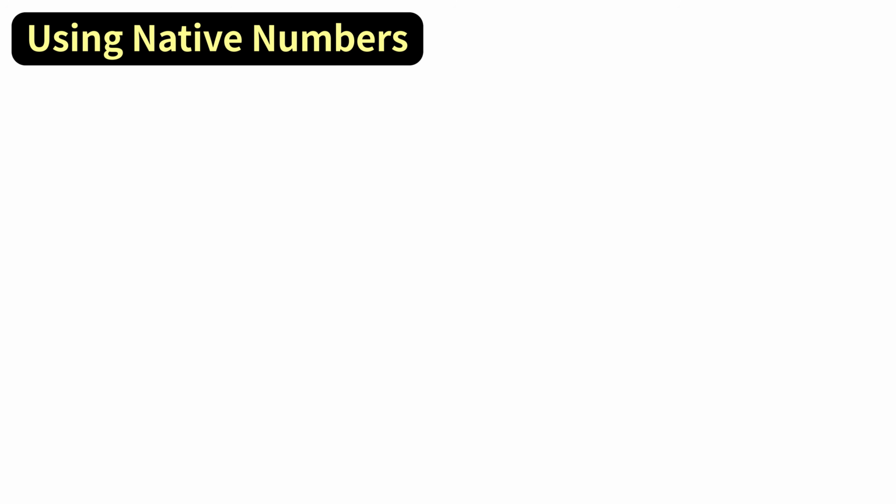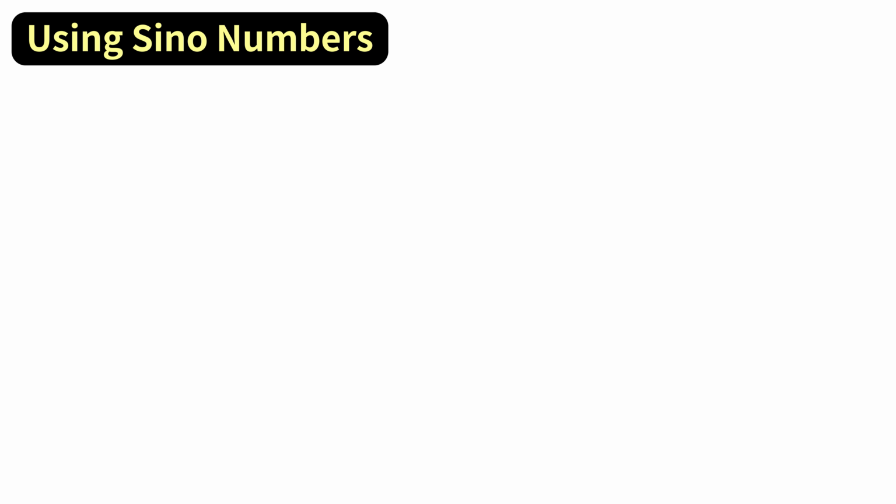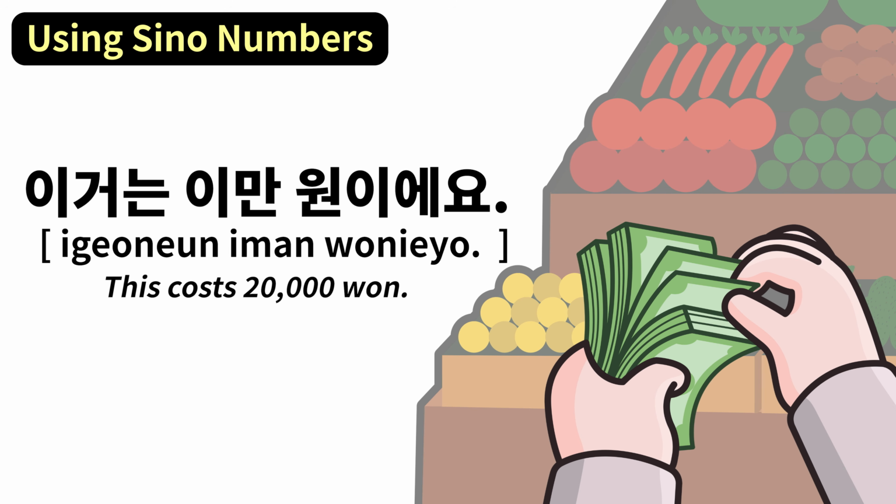Now here's one more example. 지금은 오후 4시예요. Now for Sino-Korean examples. 5분만 기다려 주세요. Please wait just 5 minutes. And 이거는 2만 원이에요. This is 20,000 won. Repeat with me out loud to build fluency.